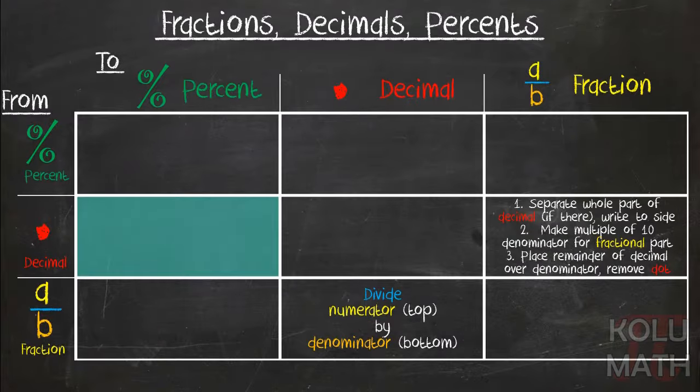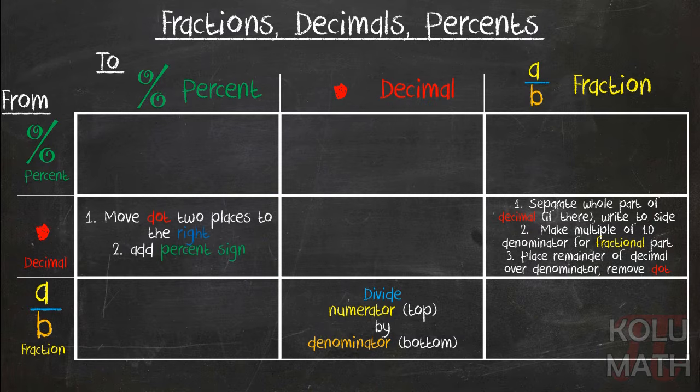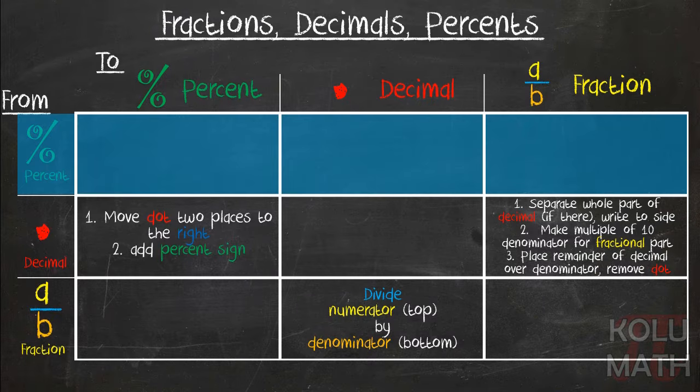So what do we have to remember there? To convert a decimal to a percent, we just have to move the dot 2 places to the right and add the percent sign. Now what about the other direction? What about converting a percent into a decimal?